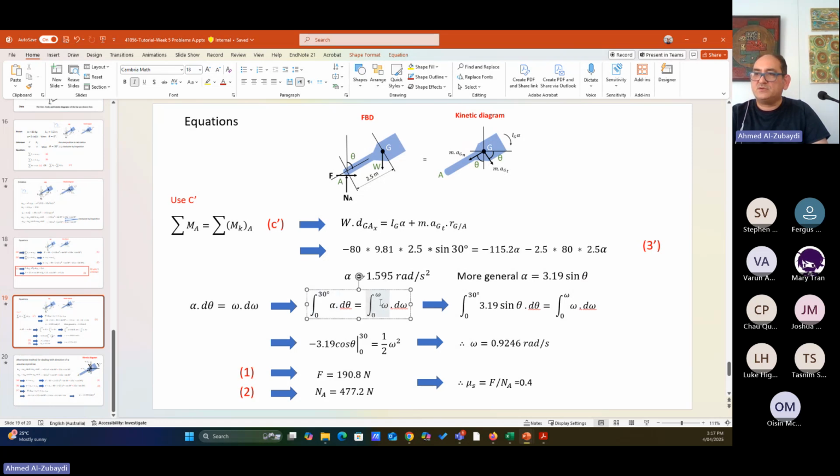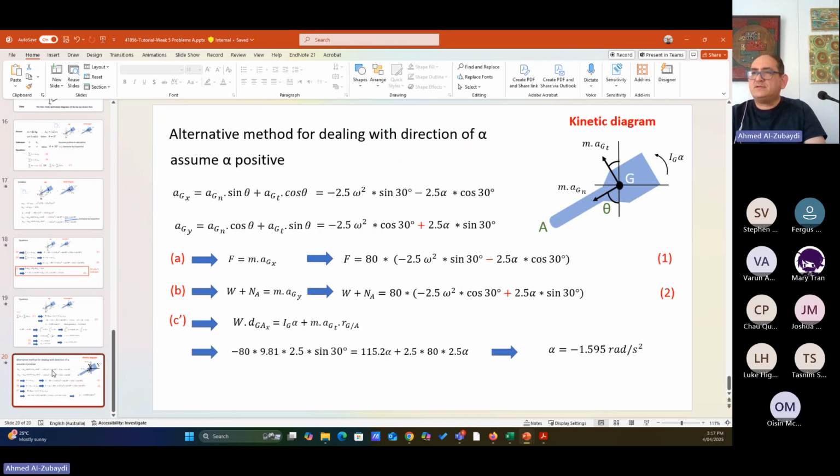One side is changing from 0 to 30, and this one from 0 to omega 2. Then we can find the value of omega 2 and apply it to equations 1 and 2. We can find the friction force and the normal force, and dividing the friction force by the normal force, we can find the coefficient of friction. That's the alternative method I used, which is not much different. In all cases, we just find the value for alpha, then we continue the same way.